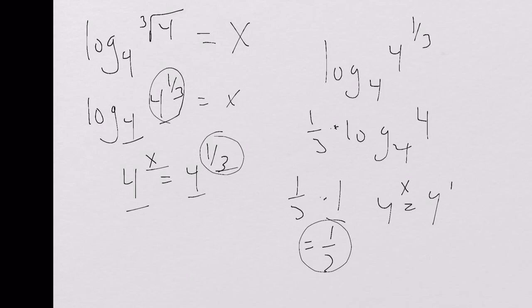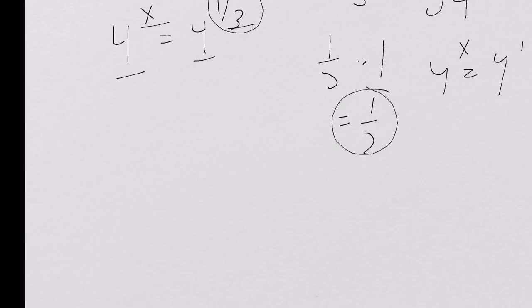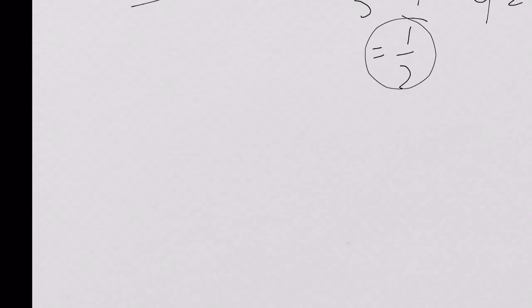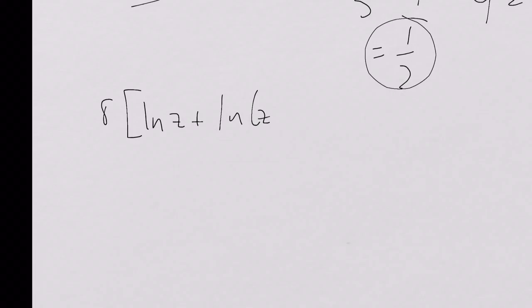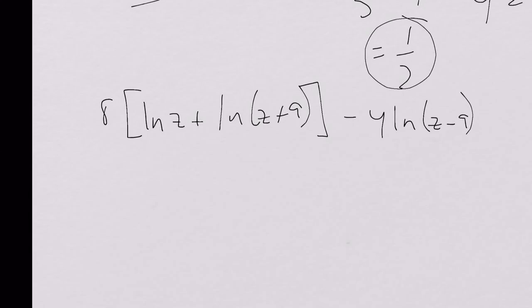Another one that they had was an expansion one that we looked at. I believe it was number 10. And so on number 10, it had this big old thing: natural log of z plus natural log of z plus 9 minus 4 times the natural log of z minus 9. So order of operations are still in effect.